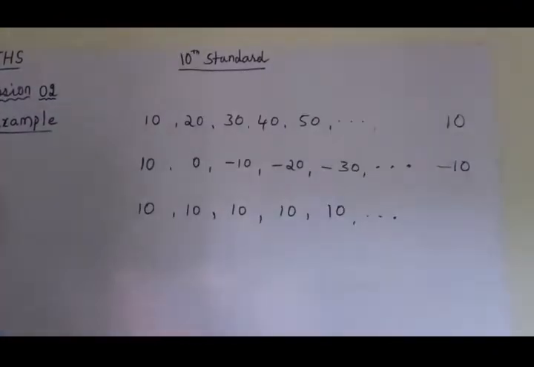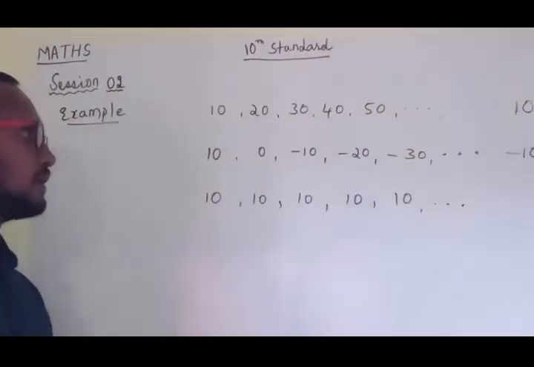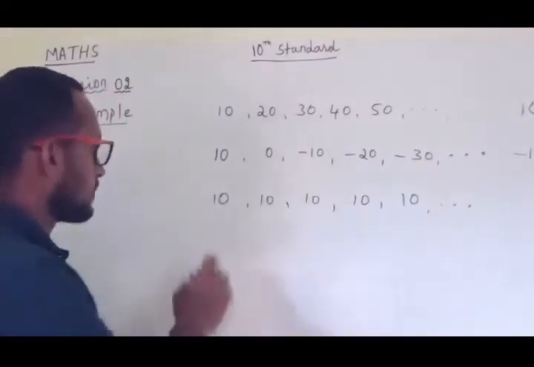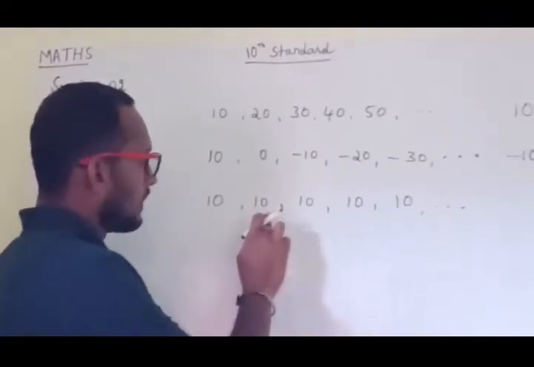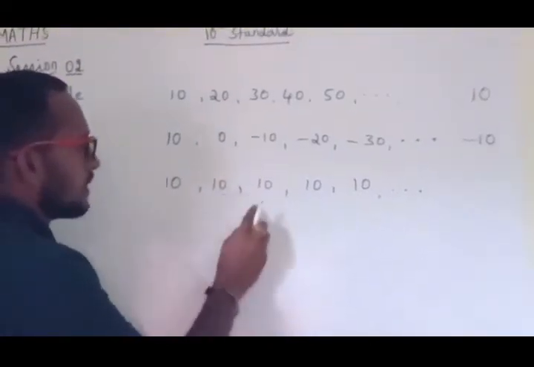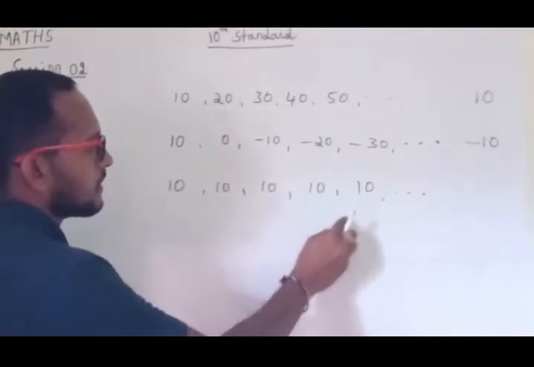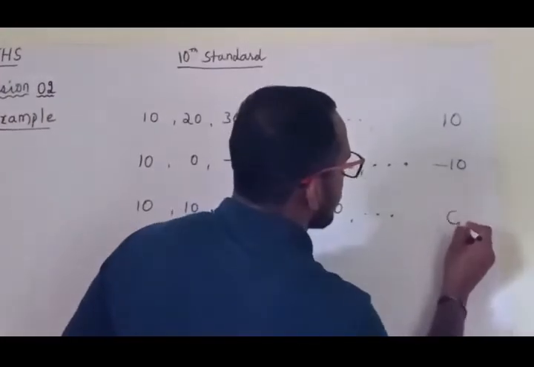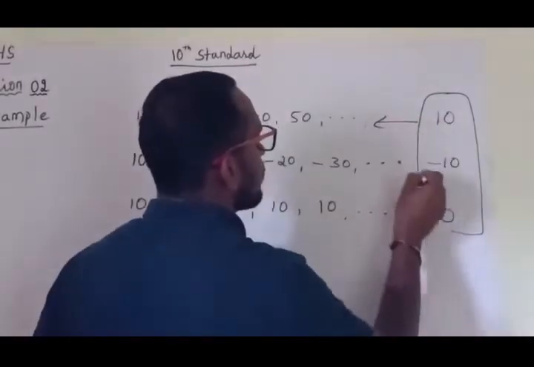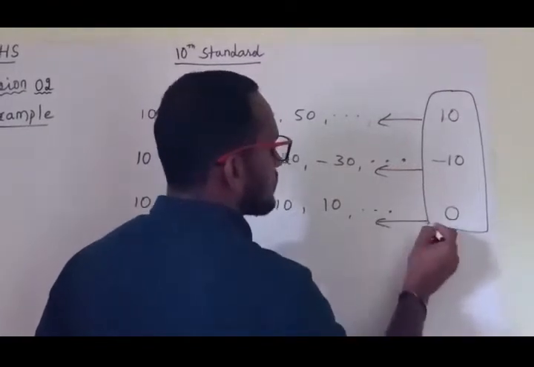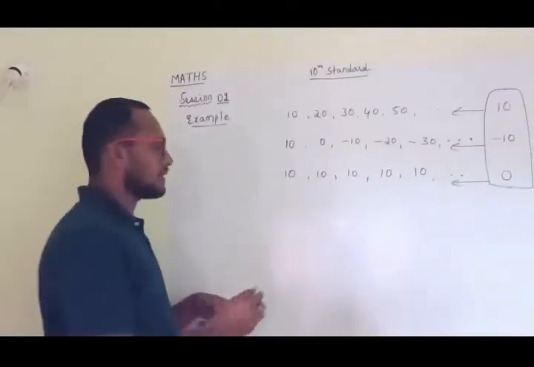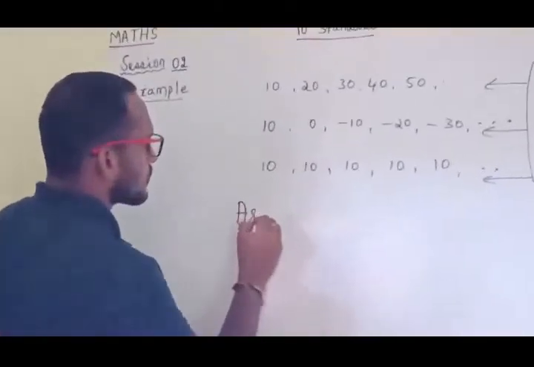Look at the third sequence. What is the common or fixed number added between two terms? It's very easy to predict. For 10, what should I add to get 10? It's very simple. You have to add 0: 10 plus 0 is 10, 10 plus 0 is 10, which means you added 0. So these are the fixed numbers you are adding in these three sequences to get the next terms. These kinds of collections in mathematics, we can name as arithmetic progressions.